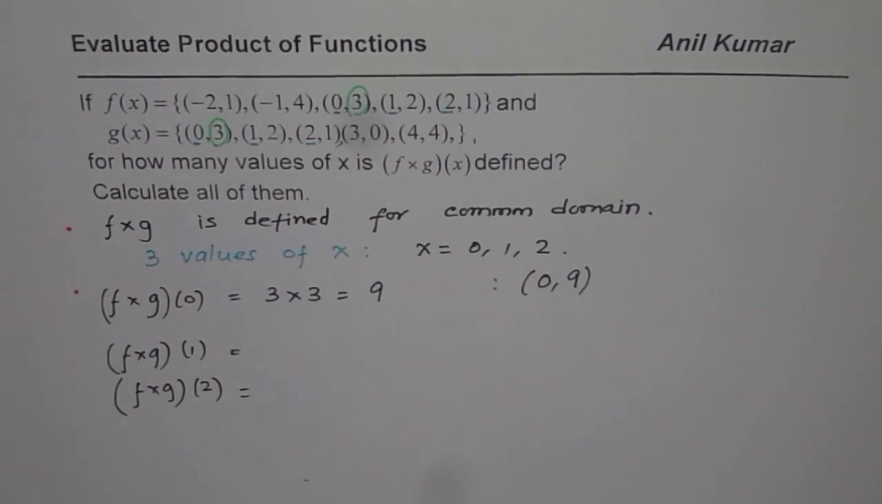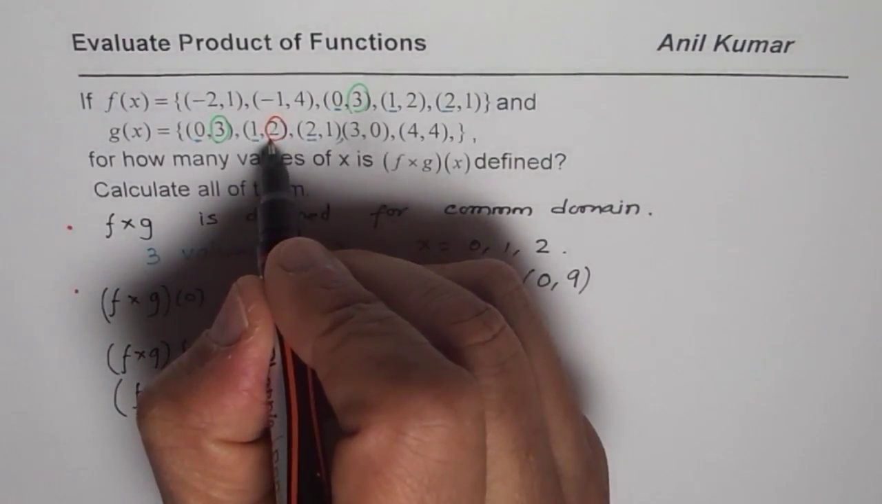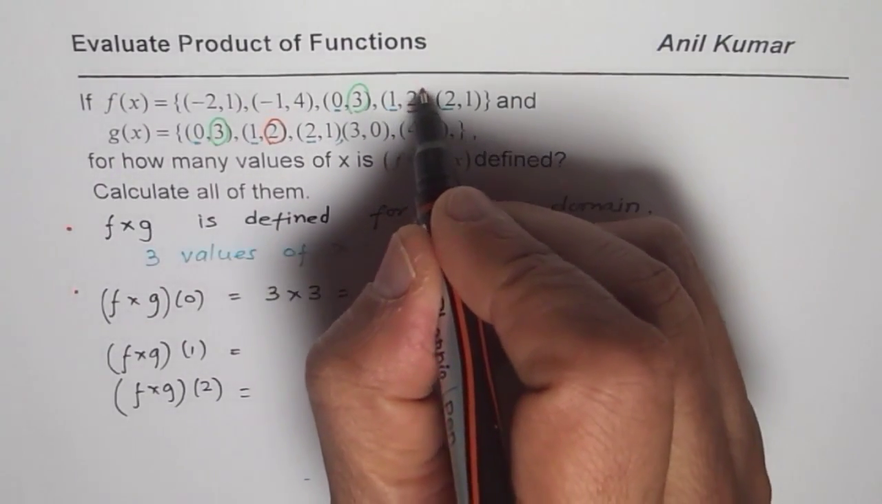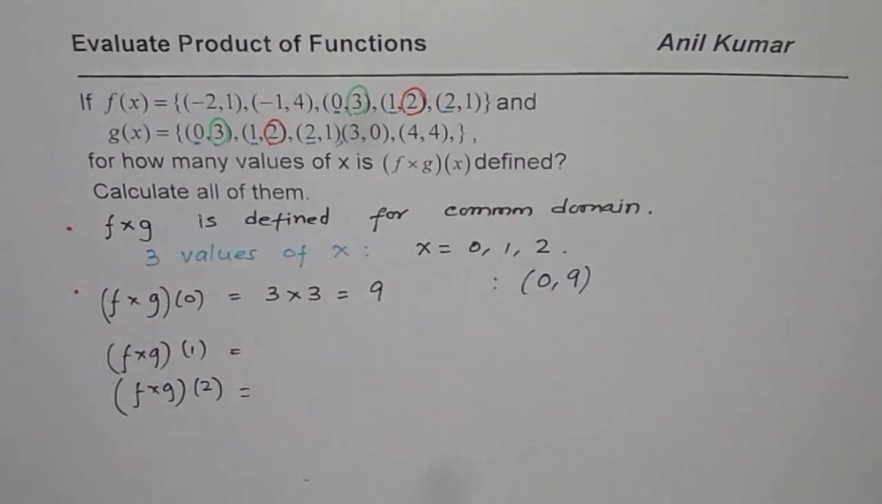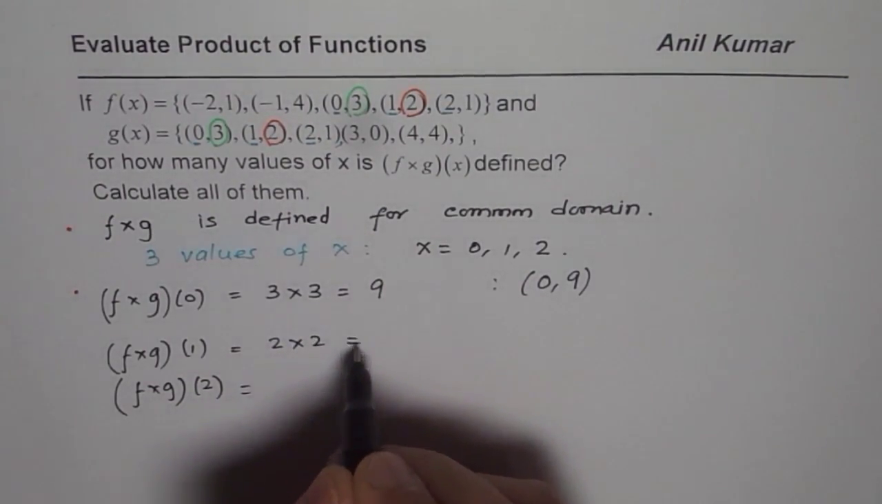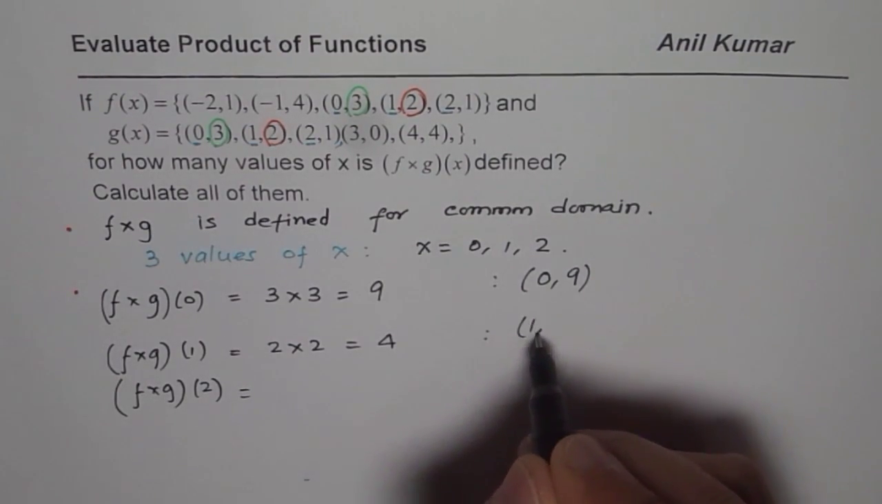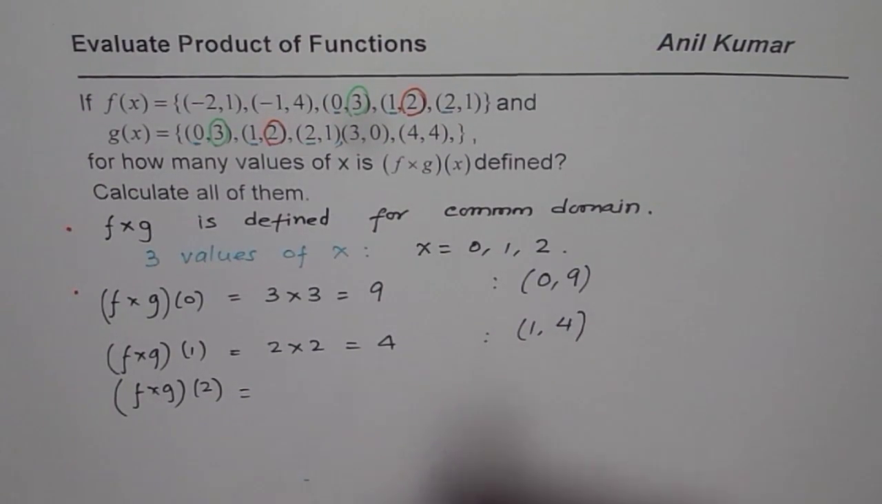Now let's check with 1. For 1, g of x is 2 and f of x is also 2, right? So we'll have 2 times 2 here. Okay, so 2 times 2, and what do we get? 2 times 2 is 4. So what we get here is for 1, product of these functions is 4.